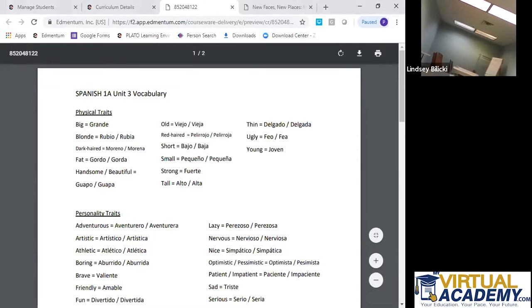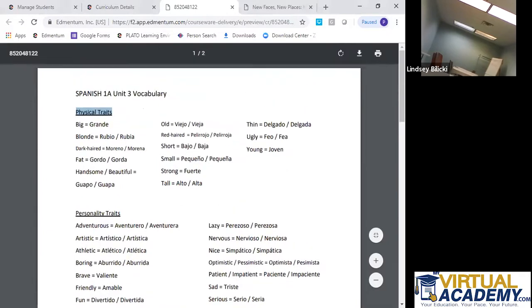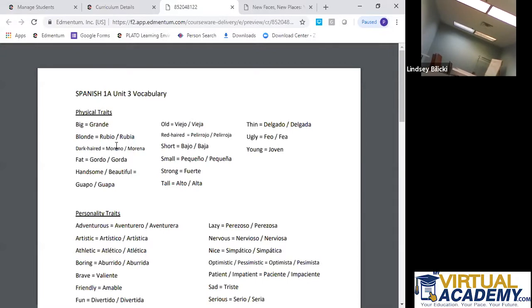I'm going to read physical traits, and then Ms. Van Tiem is going to read personality traits, and we're going to go back and forth like we did last time, and hopefully this helps you. Number 1. Big is grande. Blonde is rubio or rubia. Remember, if you have a girl, the adjective is going to have an A in it because she's feminine. Masculine for a boy will be O. And in Spanish, the adjective goes after the noun.